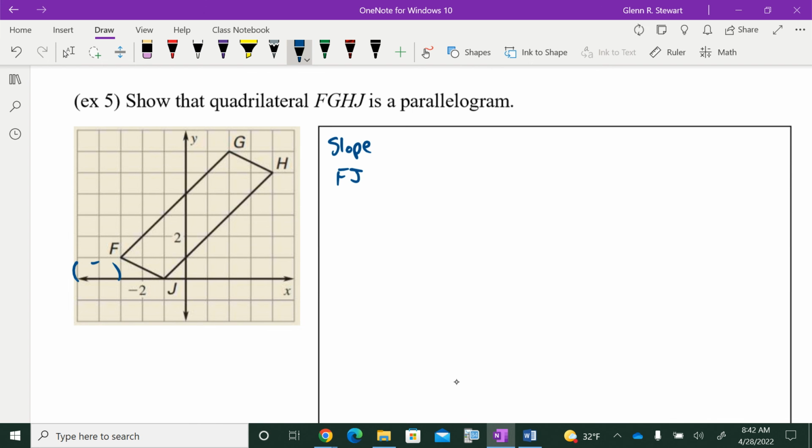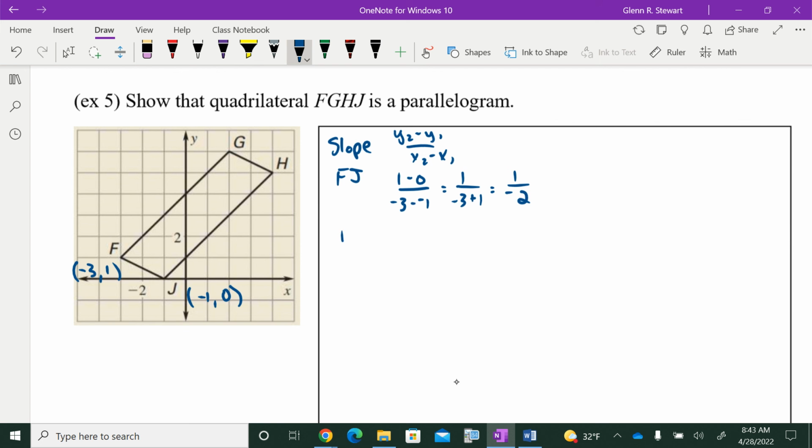We've got the point -3, 1. Let me write that a little cleaner here. And then we've also got the point -1, 0. So I'm going to write this as, remember our slope formula is y2 minus y1 over x2 minus x1. So we'll have 1 minus 0 over -3 minus -1, or 1 over -3 plus 1, which is 1 over -2.